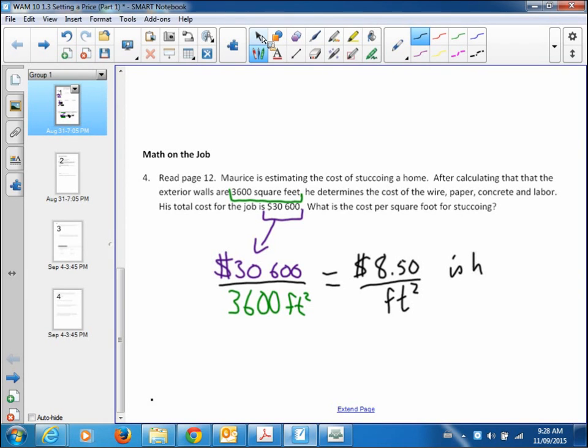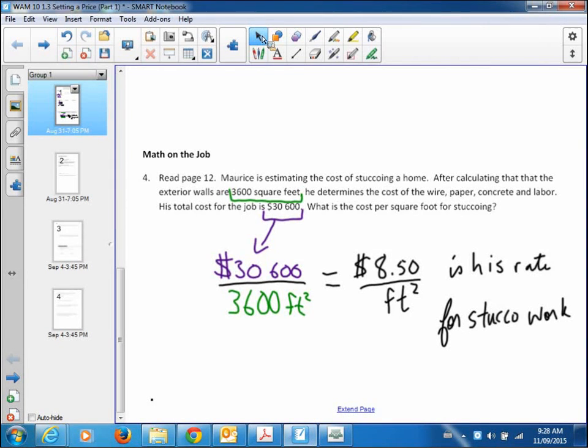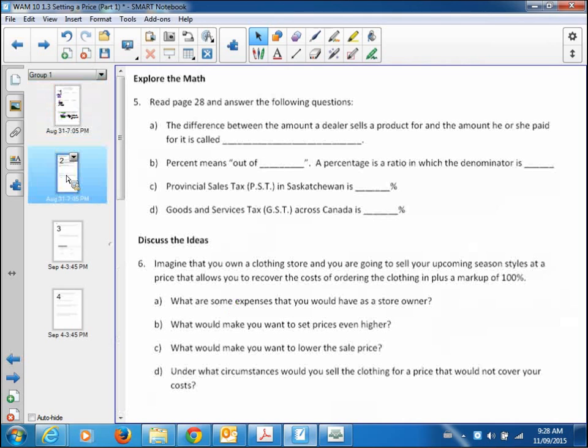is his rate for stucco. I'll just put for stucco work. Okay, so that's $8.50 per square foot, and that's good to have that rate because if he has another job, he can just multiply that rate by however many square feet he's going to do. Now, I know the bell's going to ring in a second, but I'll keep on going.